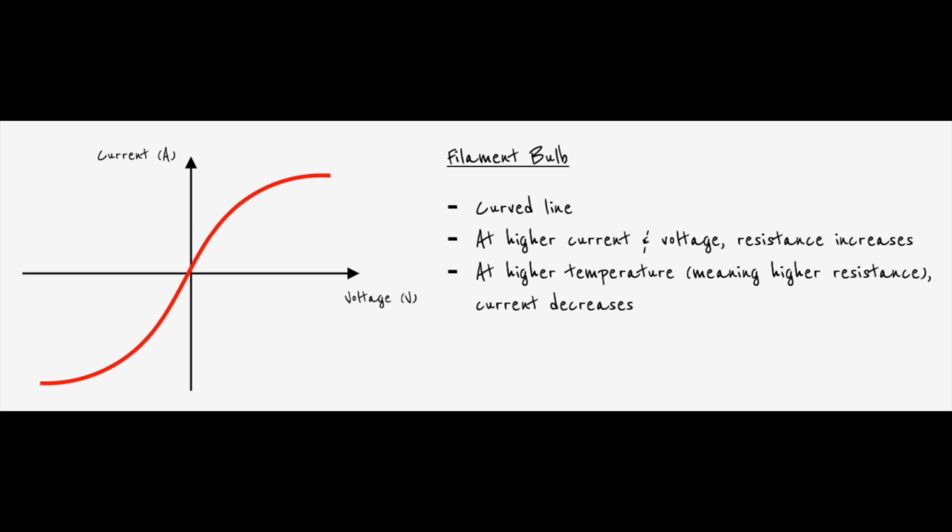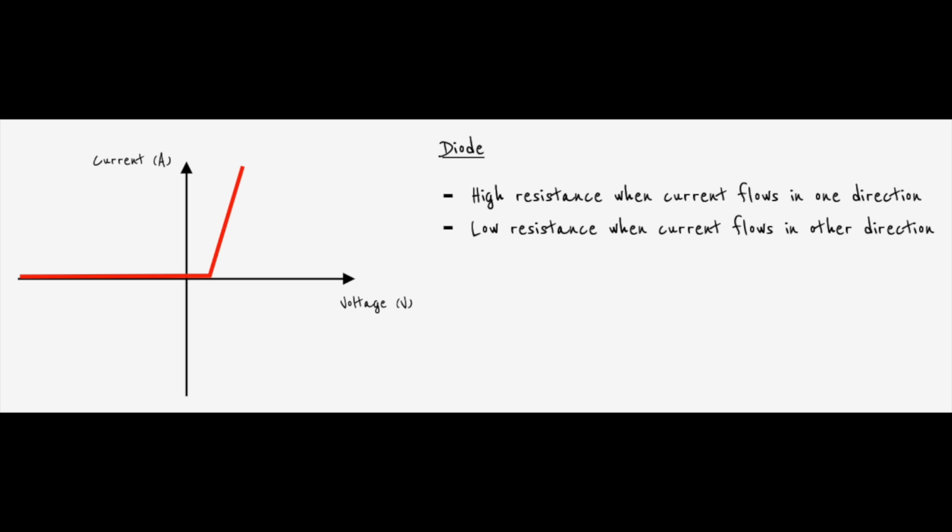A filament bulb now has a distinctive sigmoidal shape. Clearly this is not a directly proportional relationship, and the reason you get that characteristic shape is that at higher temperatures, which mean higher resistance, you find that the current decreases, and that's responsible for the shape of the curve we see here.